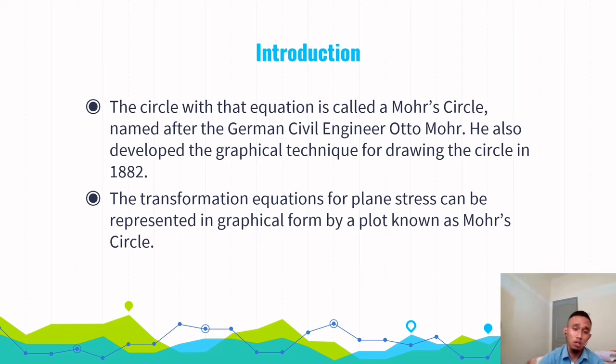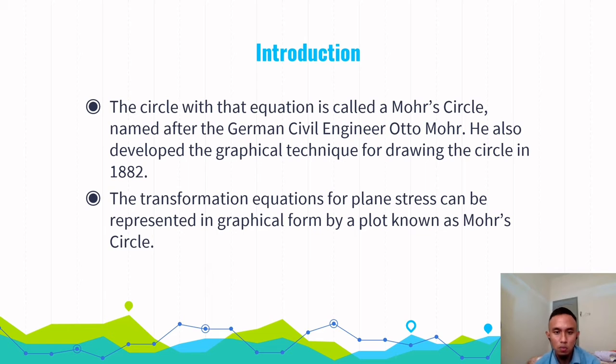We start with the introduction first. The circle with that equation is called a Mohr circle. It was named after the German civil engineer Otto Mohr. He also developed the graphical technique for drawing the circle in 1882.